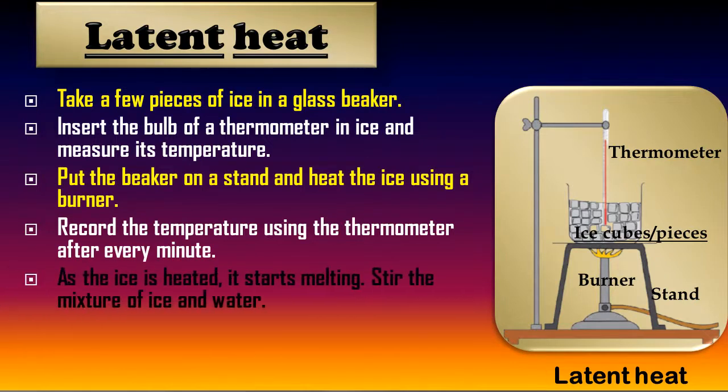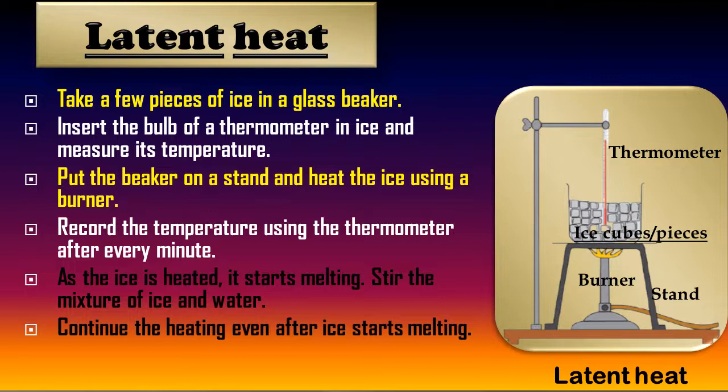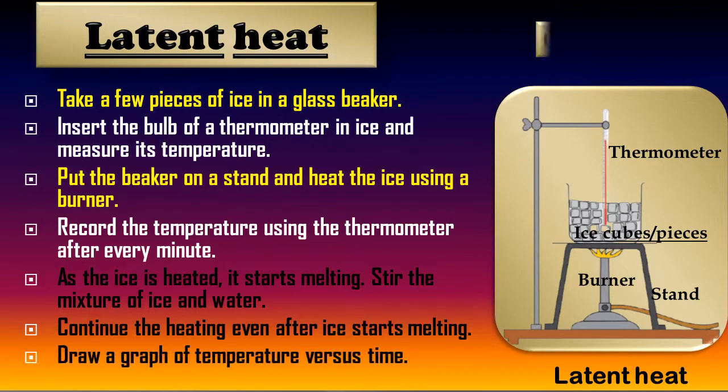As the ice is heated, it starts melting, so stir the mixture of ice and water. Continue the heating even after the ice starts melting, and draw a graph of temperature versus time. Here you will observe that the temperature of the mixture remains 0 degrees until the ice melts completely, and if we continue heating even after all the ice has converted into water, the temperature of the water starts rising and reaches up to 100 degrees Celsius.